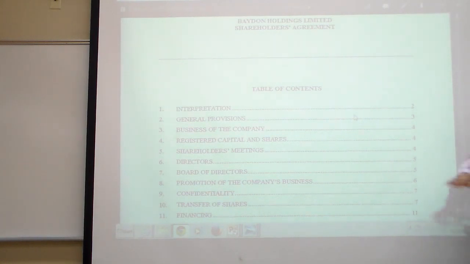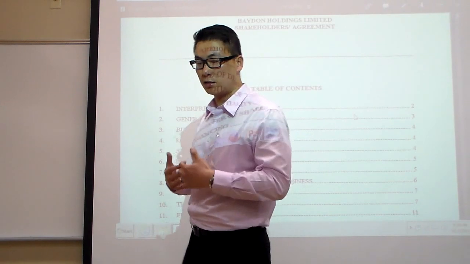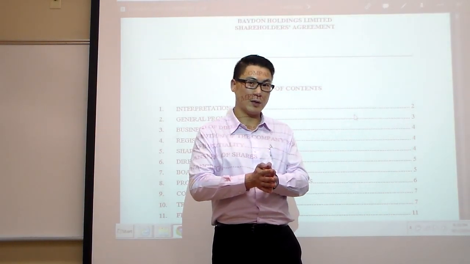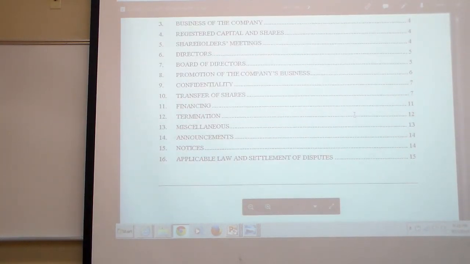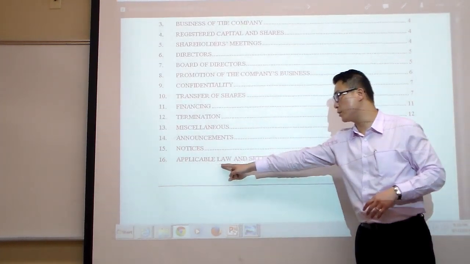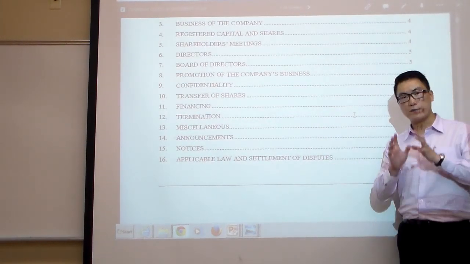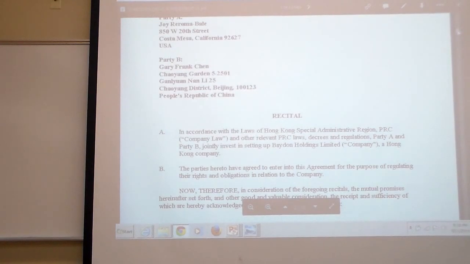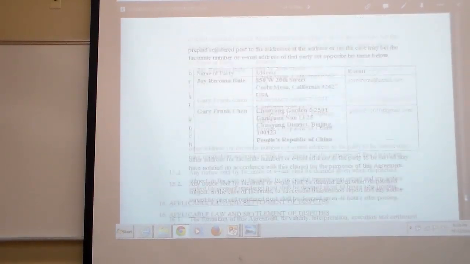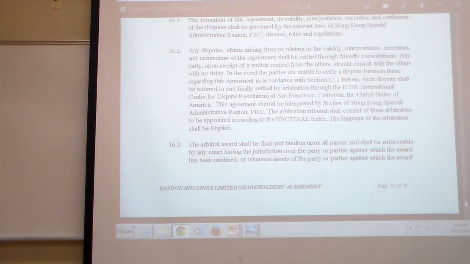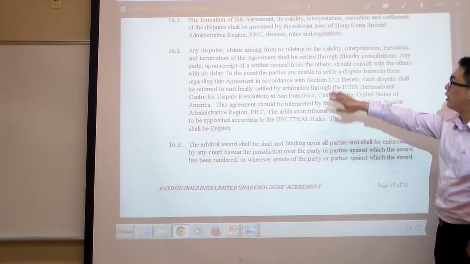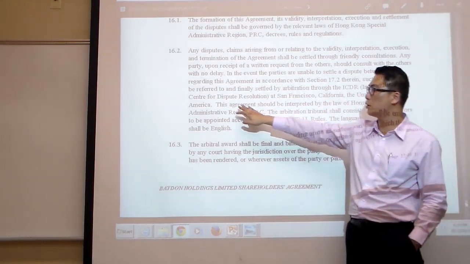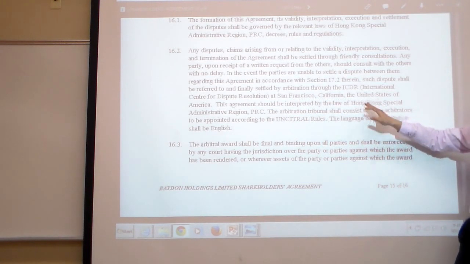So this is a shareholder agreement I drafted for a holding company in China. What happened is my client from San Francisco is forming a new corporation in Hong Kong with his partners. Now, if you look at provision number 16, applicable law and settlement of disputes, this governs if there is a dispute, how do we handle it? Here, 16.2: any dispute should be settled by arbitration through ICDR, the International Center for Dispute Resolution, in San Francisco, California, United States.